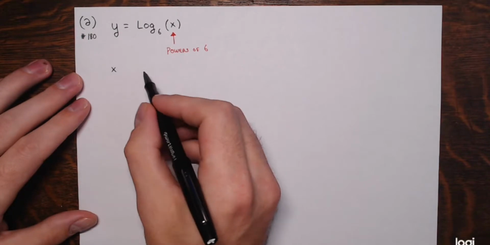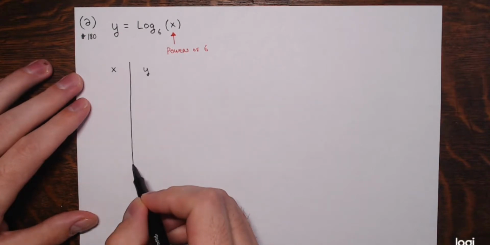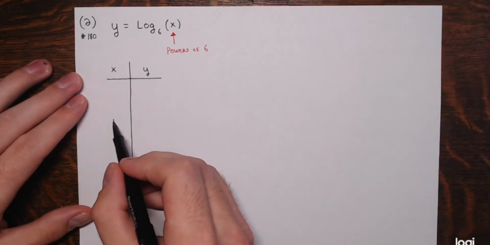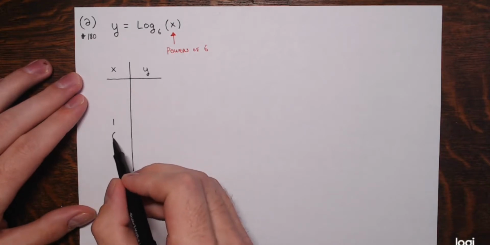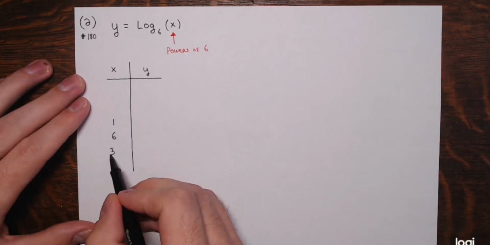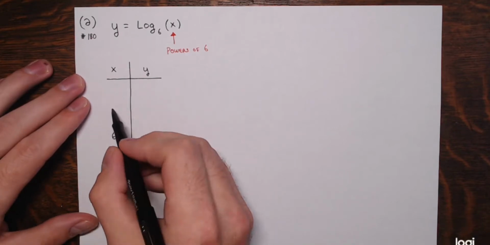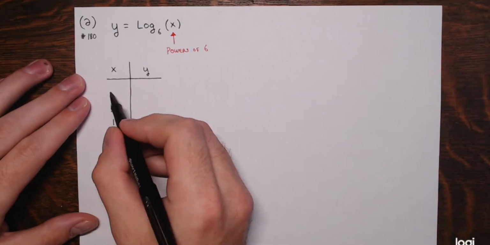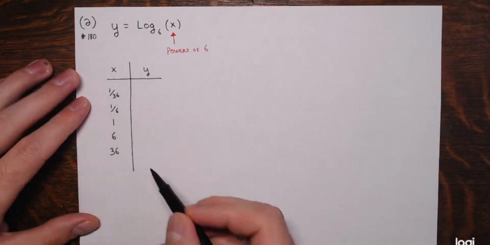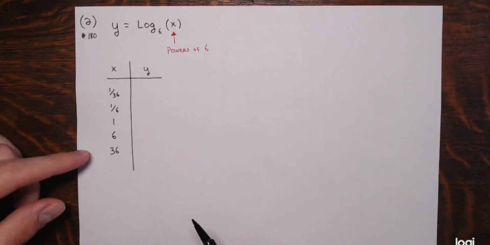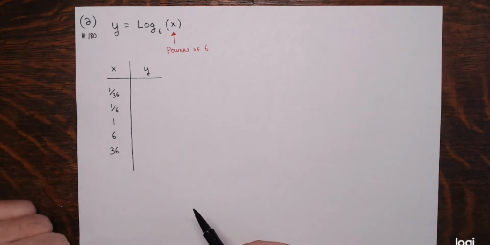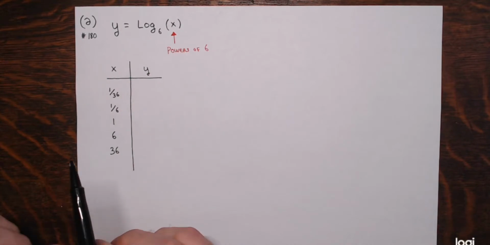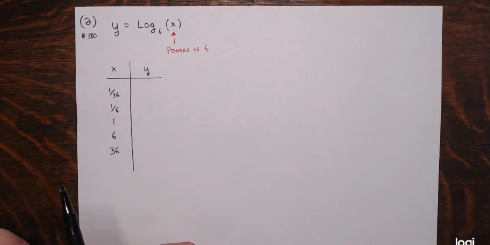All right, so go into my table here. Now again, 6 to the 0 is 1. Then 6 to the first is 6. 6 squared is 36. 6 to the -1 is 1/6. 6 to the -2 is 1/36. So here I'm plugging in powers of 6. Notice that again they're all positive. You can't plug in 0 to a log. You can't take the log of 0. You can't take the log of negative numbers. Those are not real.